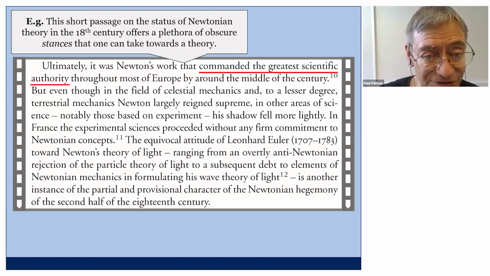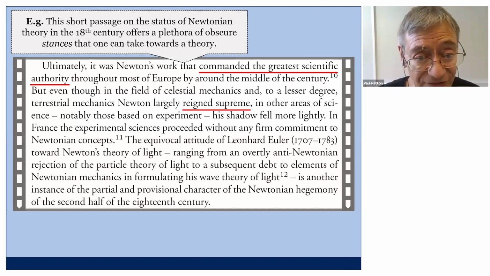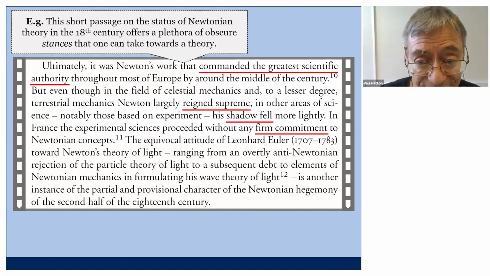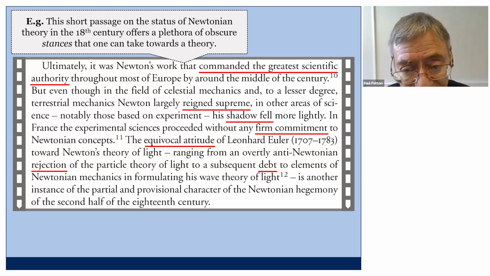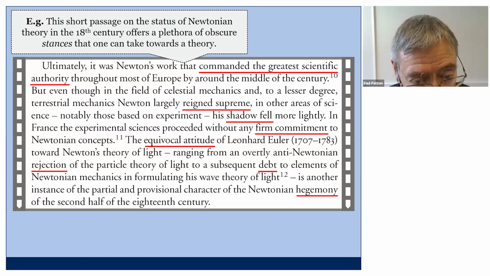It says that Newton largely reigned supreme in other areas of science. His shadow fell more lightly in areas based on experiment. Experimental sciences proceeded without any firm commitment to Newtonian concepts. The equivocal attitude of Leonard Euler toward Newton's theory of light, and the rejection of the particle theory of light, the debt to elements of Newtonian mechanics, the hegemony in the second half of the 18th century.